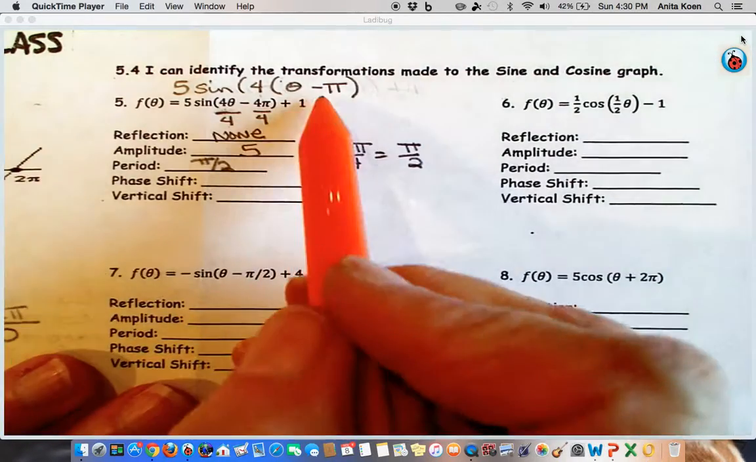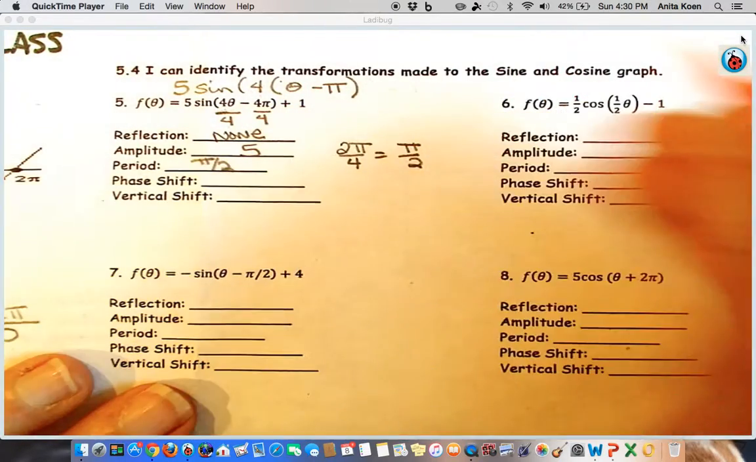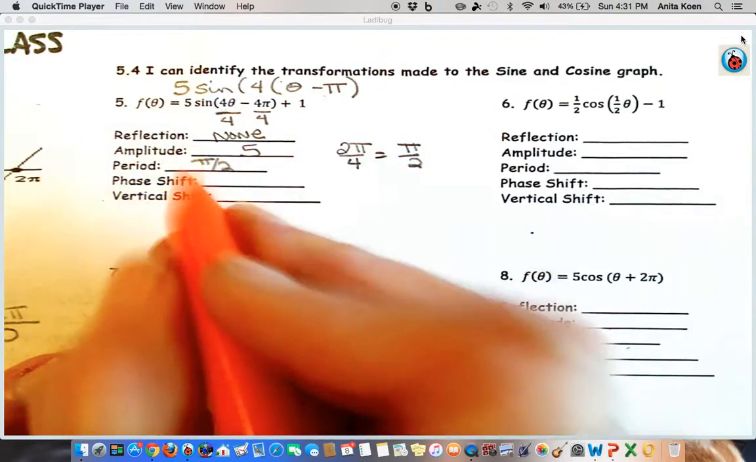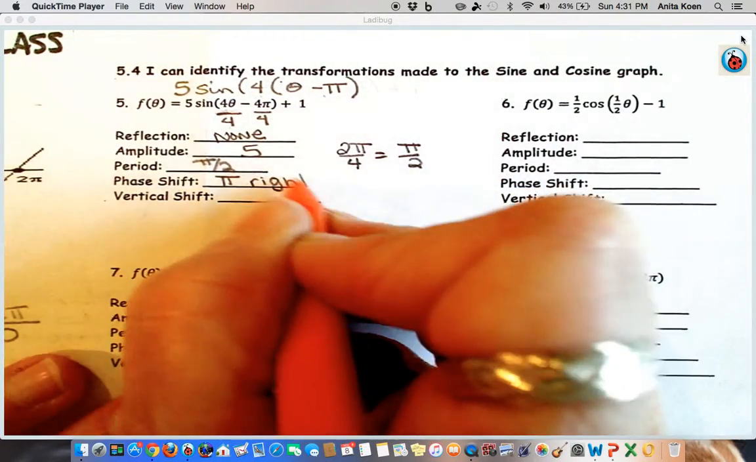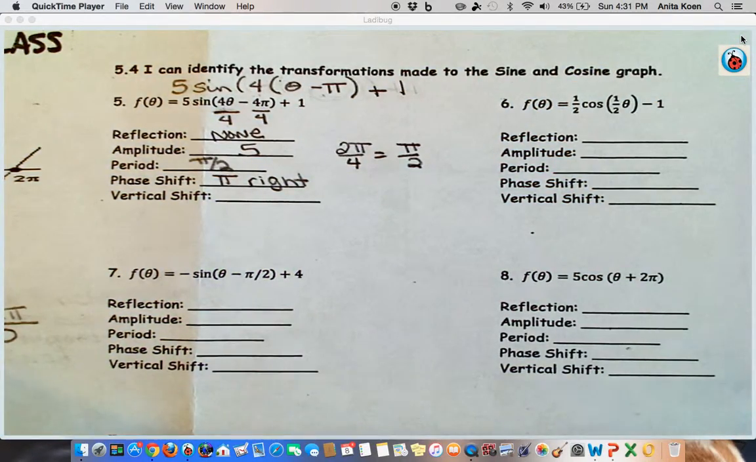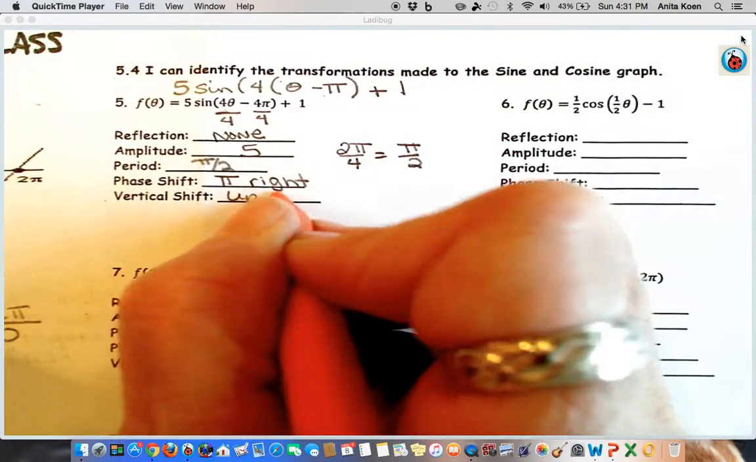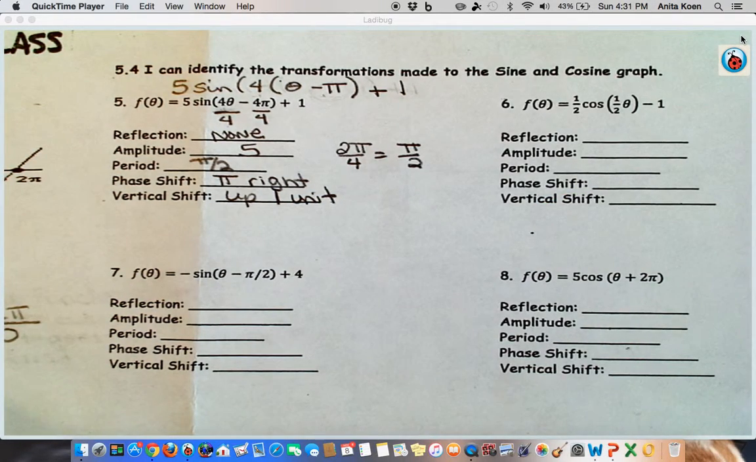And the phase shift is this right here, the number that's inside of the transformation after I've factored out the 4. So it's pi to the right, pi units to the right. And I left off the +1 here. Sorry about that. That's the vertical shift, so that's up 1 unit. Okay, and in the next video we'll be graphing that, so we'll come back to that in just a few minutes.